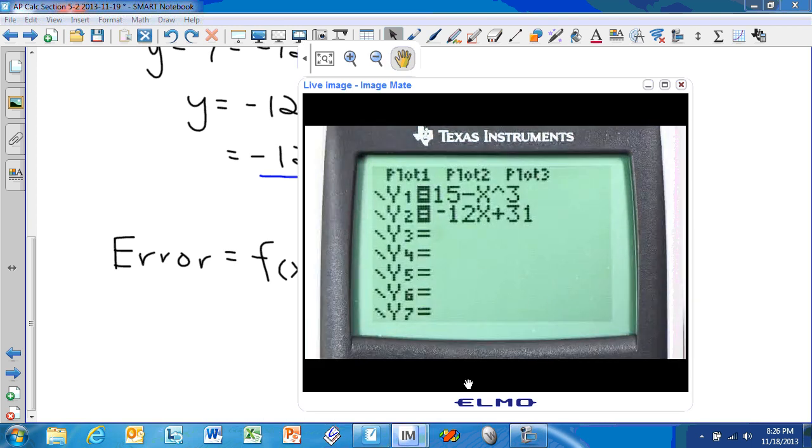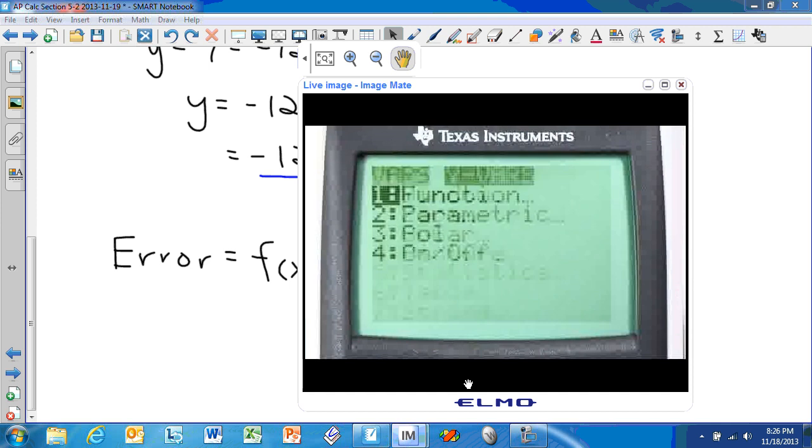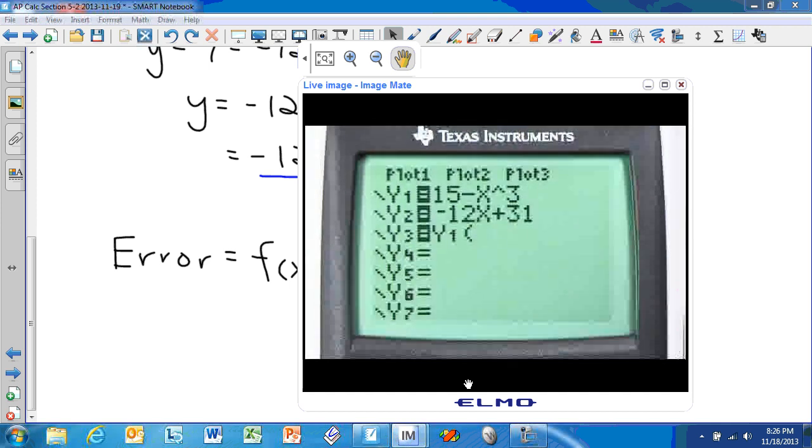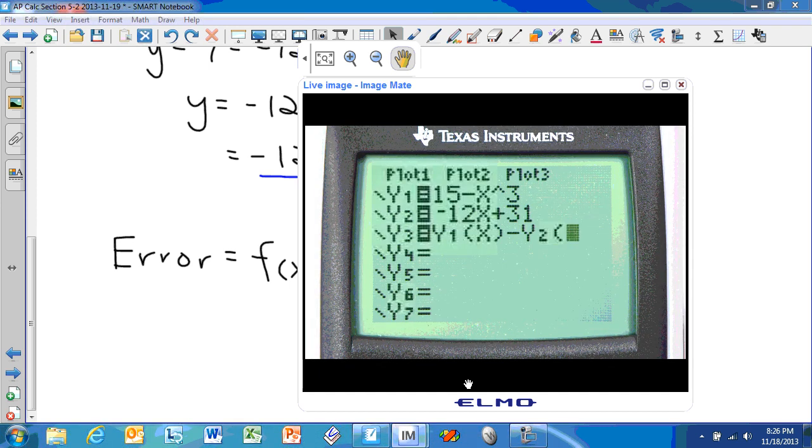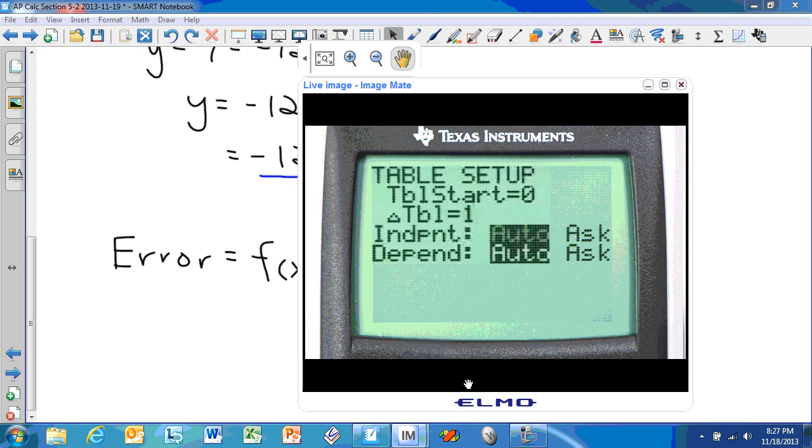So go to y3, and I'm just going to use function notation to do this. So y1 is function f, so y1 of x, and L of x is y2, so y2 of x, and technically you can leave out the x's and the parentheses there, but just so it looks like function notation, I'll leave it there for you. And let's go to our table to see what the differences are. In fact, I don't really need to see the actual y values. I'm really just interested in the differences. So I'm going to shut off y1 and y2. And let me set up my table here in ask mode.